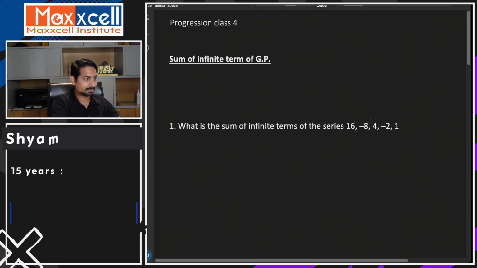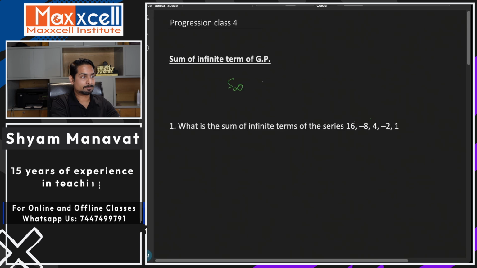Sum of infinite term for GP. The formula is first term divided by 1 minus common ratio. We can apply this formula, and of course we can find the sum of infinite terms only when the common ratio is between -1 and 1. That means something in decimal, like 0.5, 0.3, -0.3, anything like that. What is the sum of infinite terms for this?